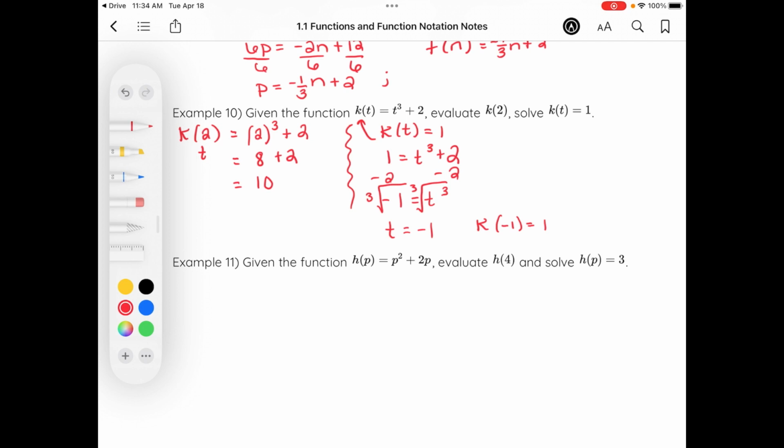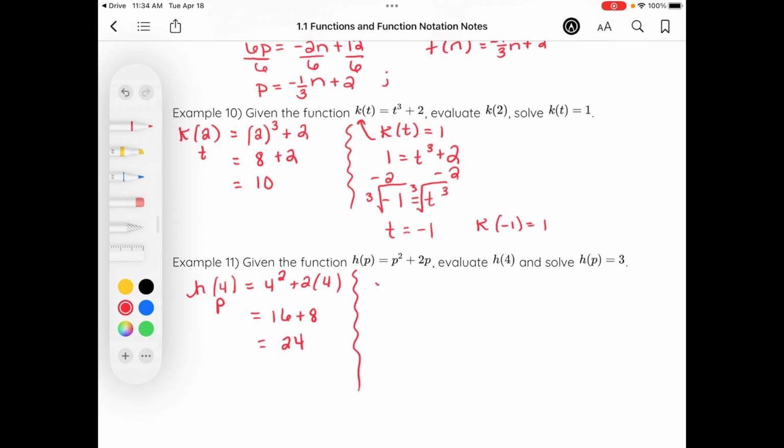Given the function h of p is p squared plus 2p, evaluate h of 4 and solve for h of p equals 3. So we have two different things we need to do here. Let's first find h of 4. So my input for p is 4. So wherever I see p, I'm going to put 4. 4 squared plus 2 times 4. 16 plus 8, 24. Thus, h of 4 is 24.